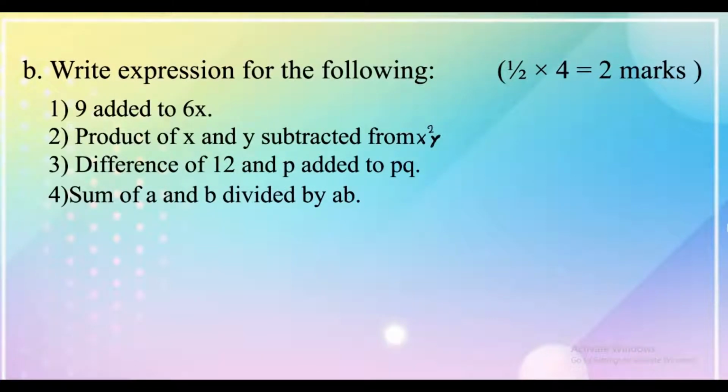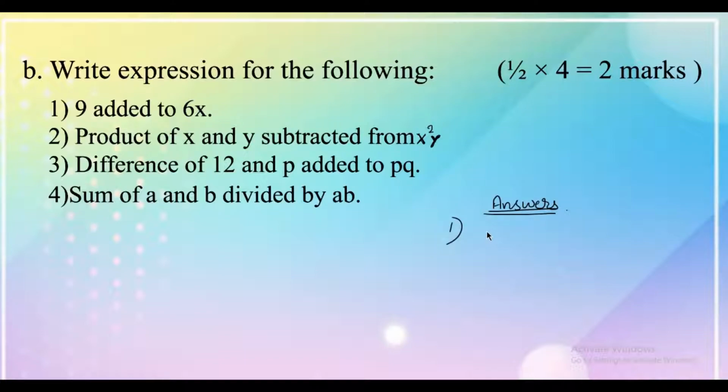The second question is, write the expression for the following. 9 added to 6x, the product of x and y subtracted from x square y, difference of 12 and p added to pq, the sum of a and b divided by ab. It carries 2 marks. There are 4 questions. Each question carries half mark. Let's see how to write the answers.